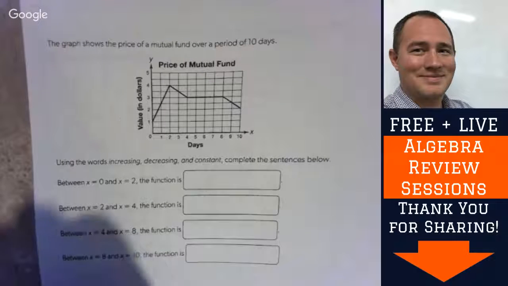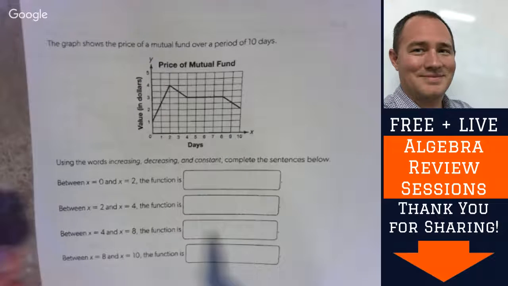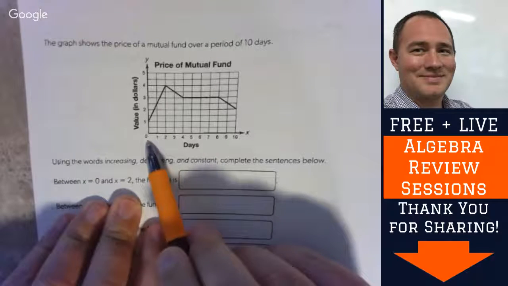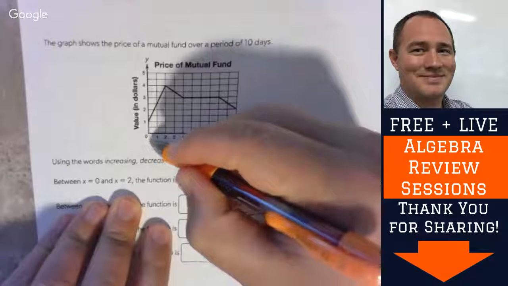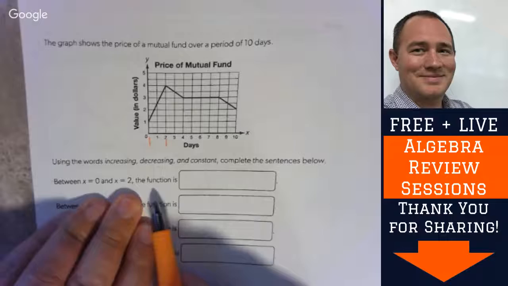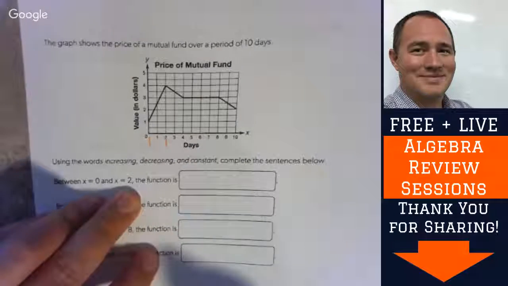Okay, so the graph here shows the price of a mutual fund over a period of 10 years. And we want to use the words increasing, decreasing, or constant to complete the sentences below. So between 0 and 2, between x equals 0 and x equals 2, so that would be this range here. The function is, if we were walking from left to right, we would be going uphill, so we'd say that is increasing.